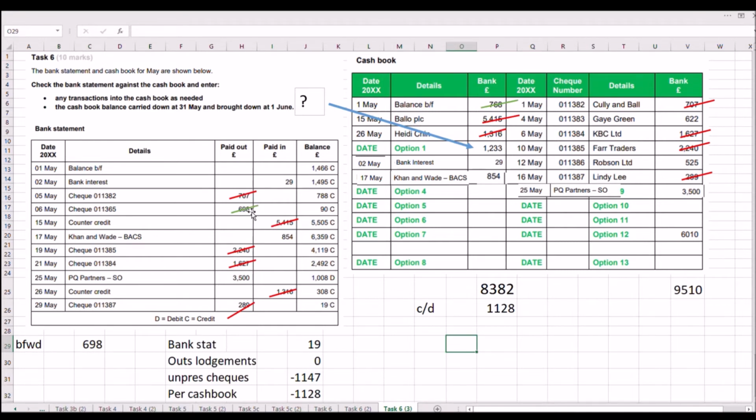All of these items in red or green, they're all in the cash book. And now we've got these items here on the bank statement, and they're missing from the cash book. So we're going to restate the cash book by putting these items in. So this here, paid in, so it's a debit. The bank interest, paid in, is a debit. This item here, paid out, is a credit in here.